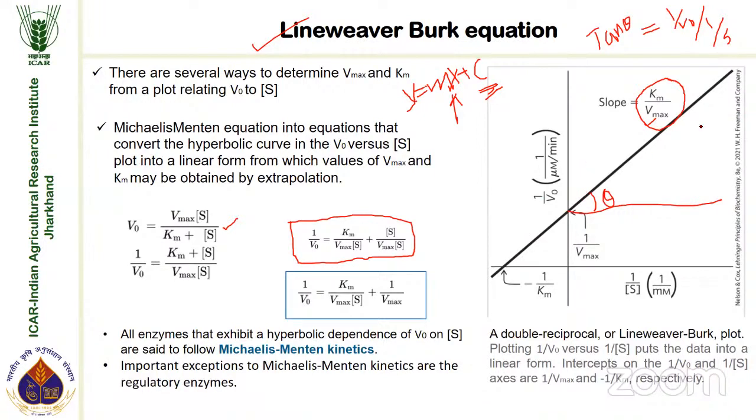The slope is Km by Vmax. This point is 1 by Vmax, and this point is minus 1 by Km, since it comes into the third quadrant. So the slope is Km by Vmax, and this is the substrate concentration. So in practical laboratory conditions, you can determine v naught, you can determine Vmax, you have the substrate concentration, so you can easily find the Km value, and interchangeably, if you have the other things, you can find the others.